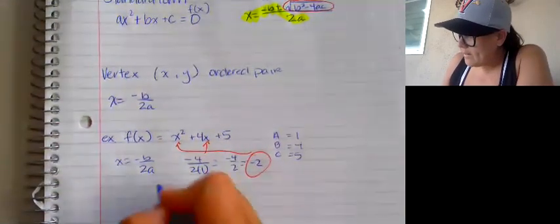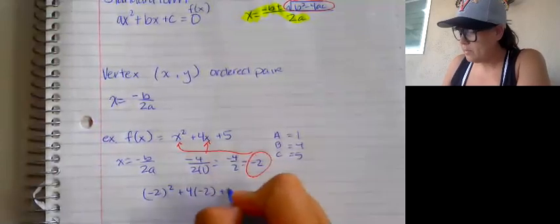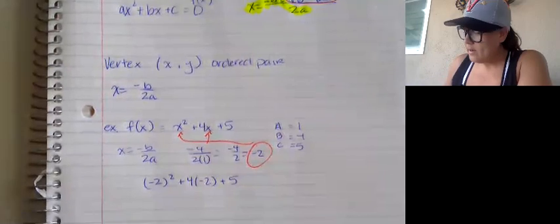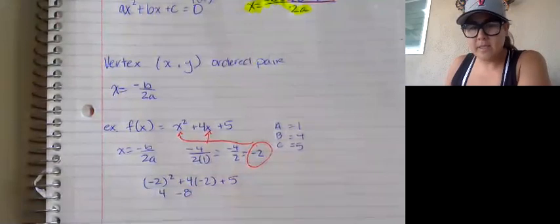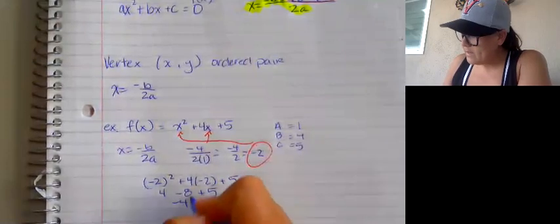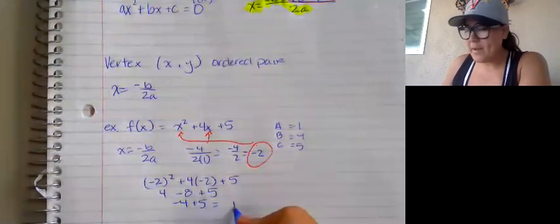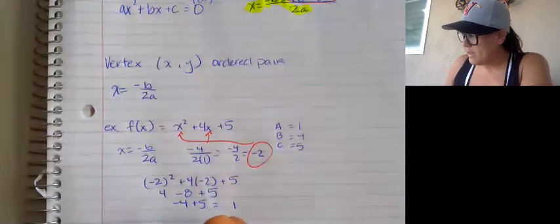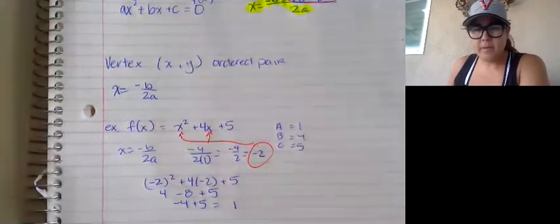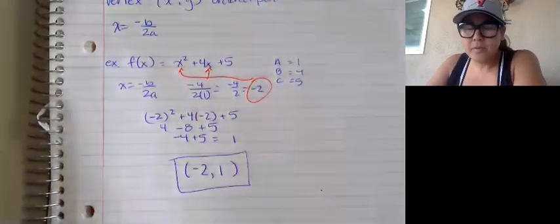So let's do that. I've got negative 2 squared plus 4 times negative 2 plus 5. Negative 2 squared is positive 4. 4 times negative 2 is negative 8. And then I'm going to add 5. And then just basic math, negative 4 plus 5 equals 1. What did I just find? I just found the y value of the vertex. And remember, you're going to write your answer as an ordered pair. So your vertex is going to be negative 2, comma 1. And that's your vertex. Super easy.